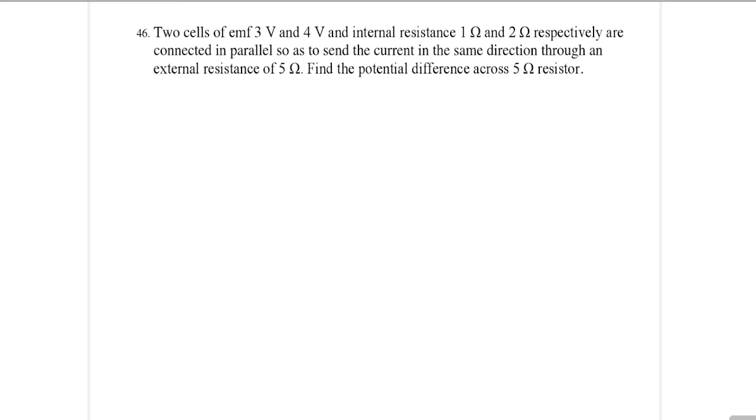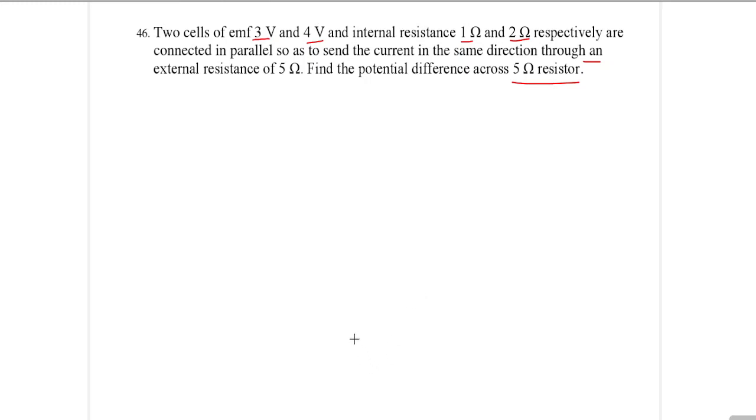46 says: two cells of EMF 3 volt and 4 volt and internal resistances 1 ohm and 2 ohm respectively are connected in parallel so as to send the current in the same direction through an external resistance of 5 ohm. Find the potential difference across 5 ohm resistor.